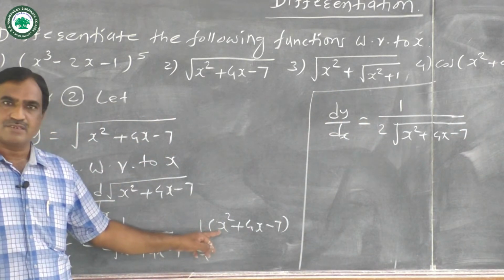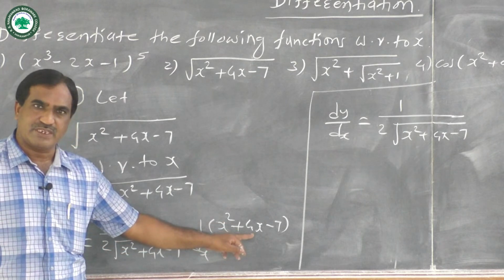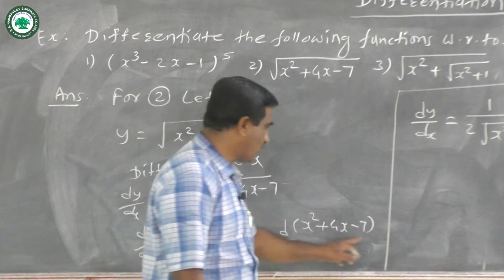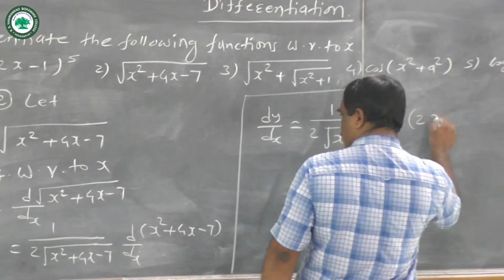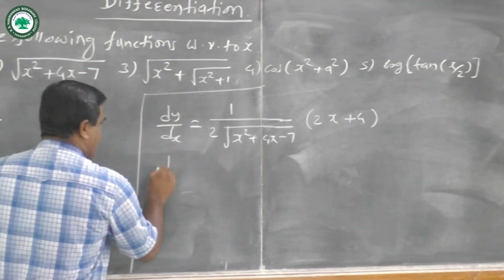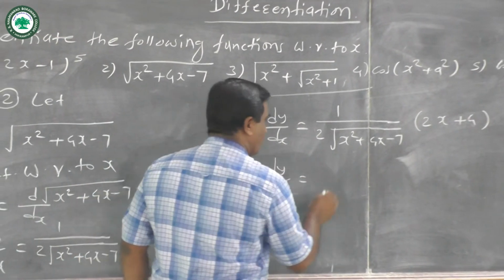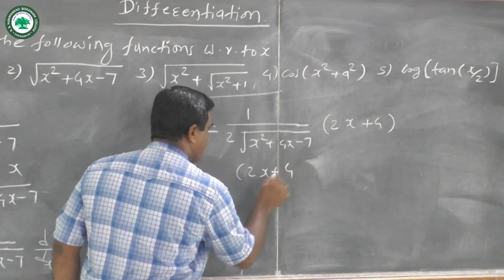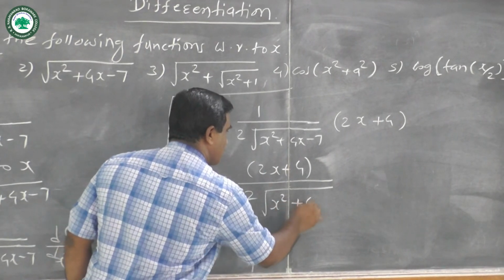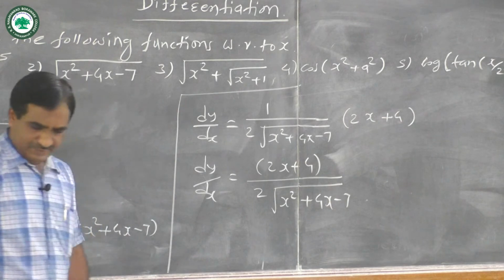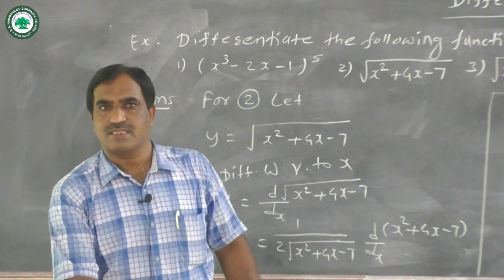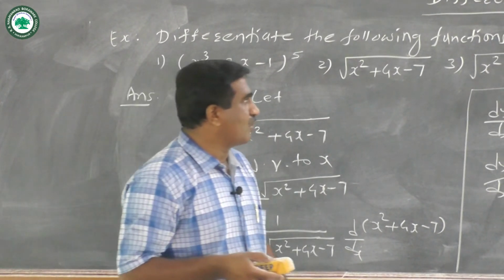Derivative of x square is 2x. Derivative of 4x: 4 is a constant and the derivative of x is 1. Minus derivative of 7 is 0. Therefore, the derivative of this term is 2x plus 4 minus 0. Finally, dy by dx is equal to (2x plus 4) upon 2 into under root (x square plus 4x minus 7). This is the derivative of the given second function. Now we see the answer for the third example.